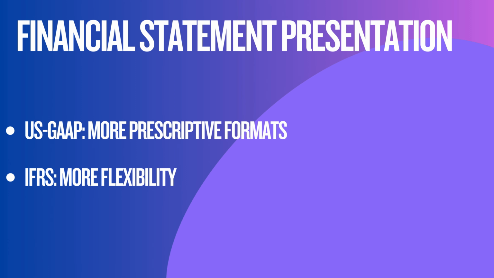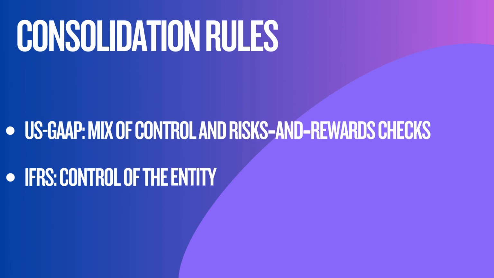And finally, consolidation rules. US GAAP's consolidation rules are a mix of control and risks and rewards checks, whereas IFRS focuses on control of the entity to determine how to consolidate it. This can change whether certain entities appear on the balance sheet. Okay, so much for the key differences.